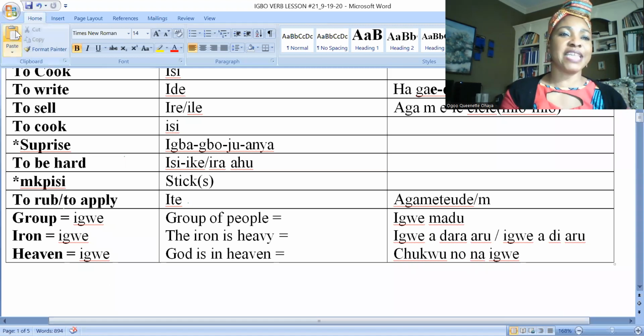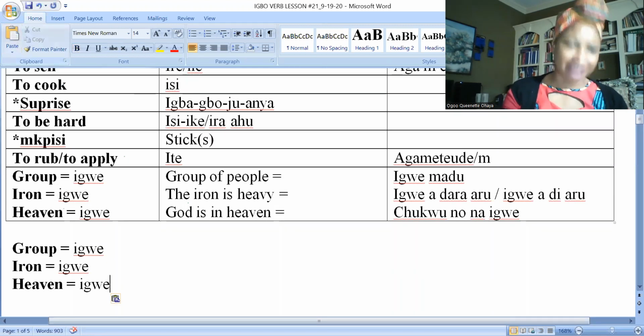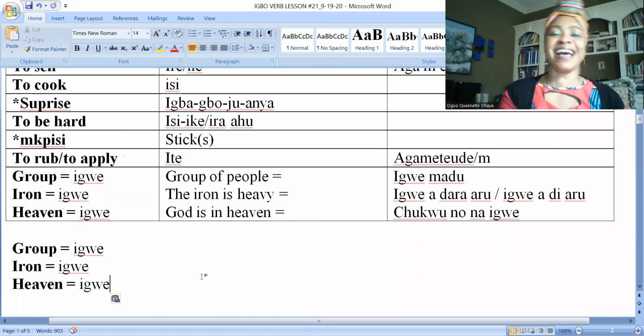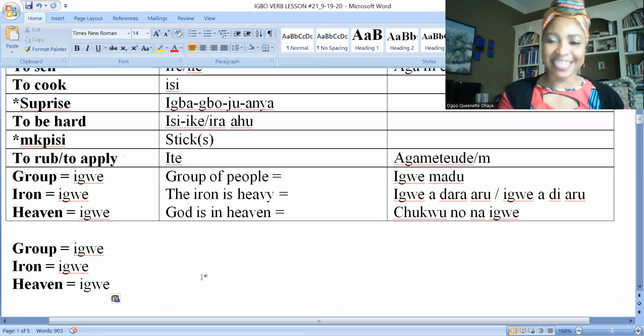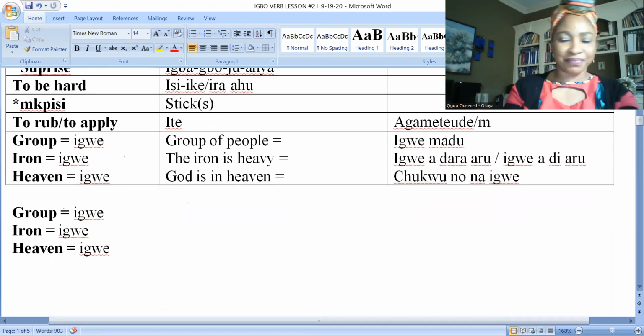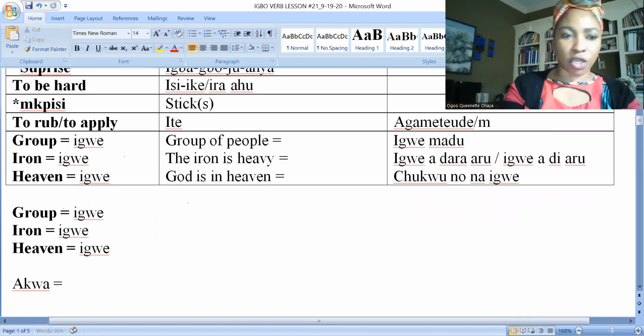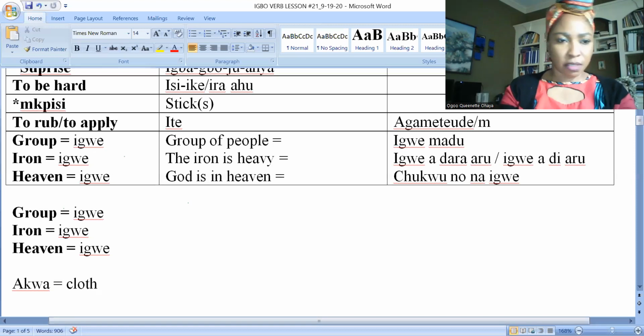Group Igwe. Iron Igwe. Heaven Igwe. Again, group Igwe. Iron Igwe. Heaven Igwe. Now we have another one. We have aqua, which is clothed. Aqua, which is egg.